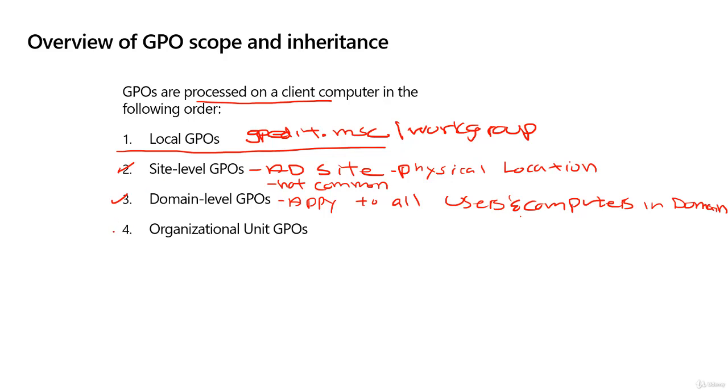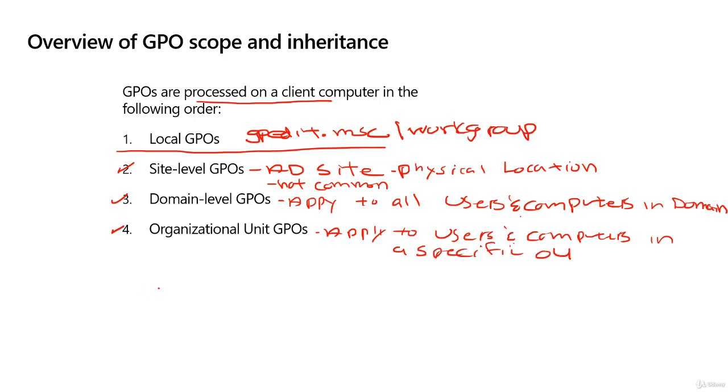The most common by far is the organizational unit. GPOs linked at the OU level is what we'll call it. They will apply to users and computers within an organizational unit, we'll say in a specific OU.